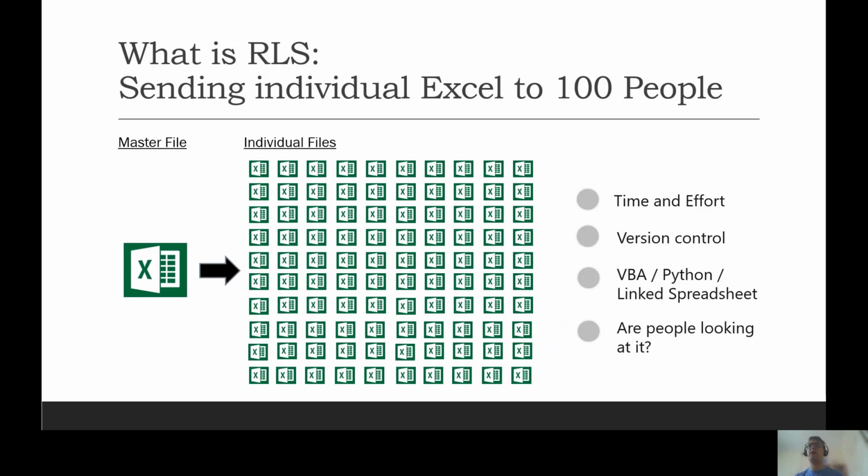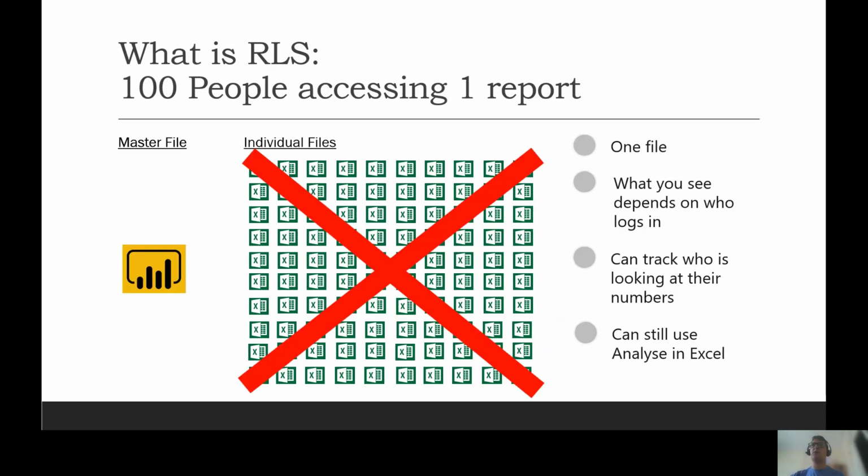So if you need to give each individual their own cut of the data, there's ways to do it in the old sort of methods. However, there's much more efficient ways of doing it, and that is using row level security. So the row level security approach gets rid of all of those Excel files, replaces it with a single Power BI file, and what you see depends on your user when you log in.